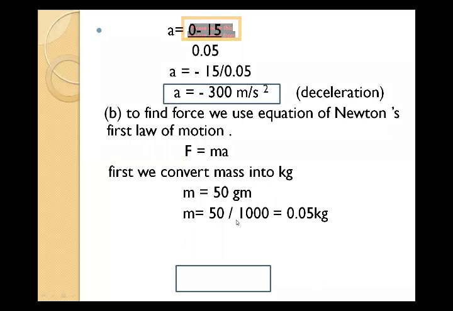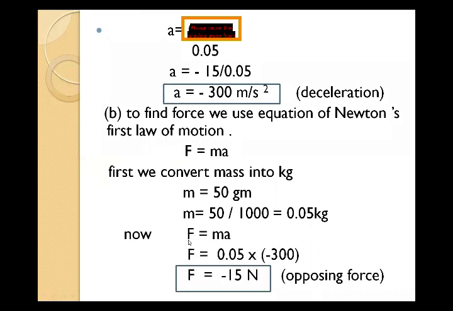And why do we divide it? Why do we not multiply it by 1000? Because we are moving from a smaller unit to a greater unit. Gram is a smaller unit and kilogram is a greater unit, and we are moving from the smaller unit to the greater unit. So we will divide it by 1000.